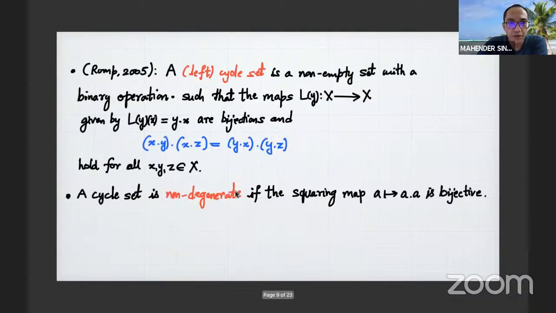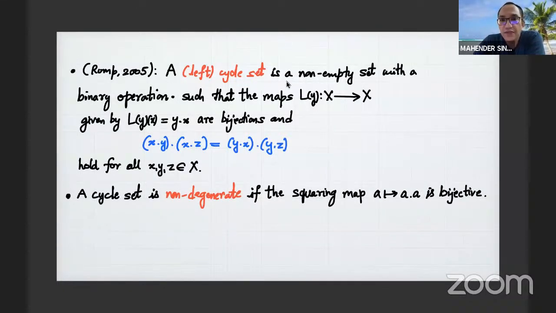So with this terminology, Wolfram Rump, in his Advances paper in 2005, introduced these objects called cycle sets. So let us see the definition. I'm saying left here because you can put a right analog of this, and also there are two-sided analogs which are more cumbersome to define, so I will not go into that.